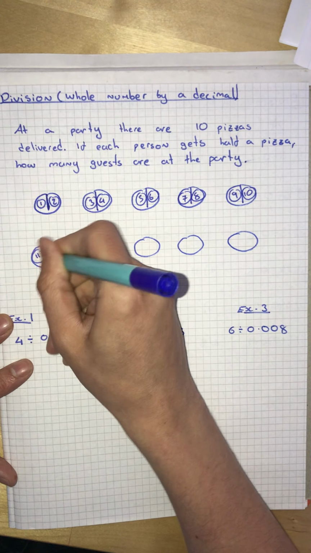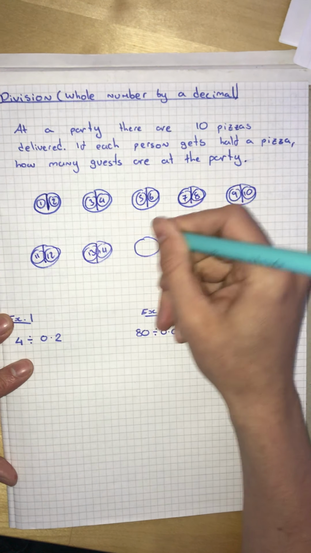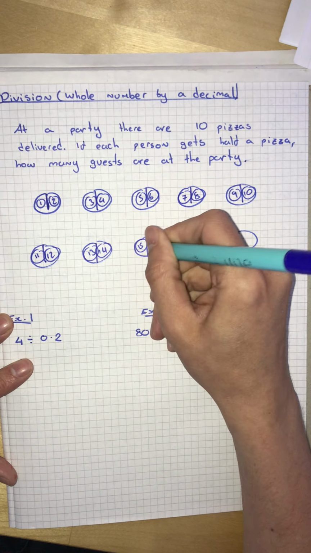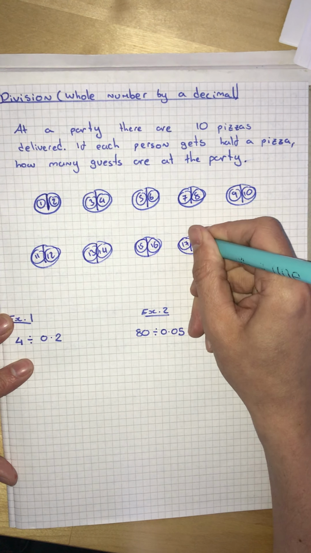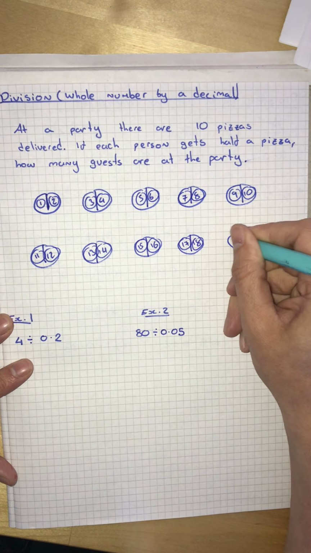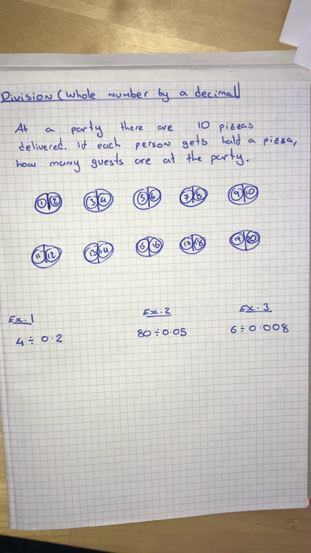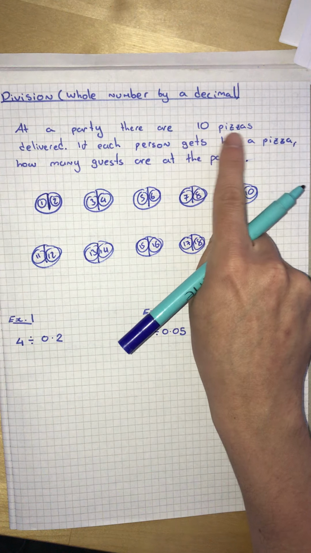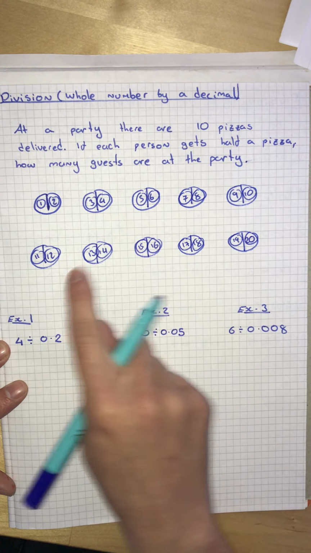11th, 12th, 13th, 14th, 15th, 16th, 17th, 18th, 19th, and 20th. So from that I can see that if you split 10 pizzas up and everybody gets half a pizza, you can split it between 20 people.